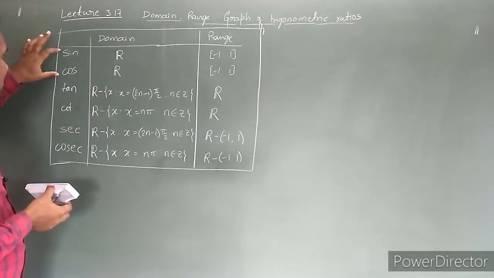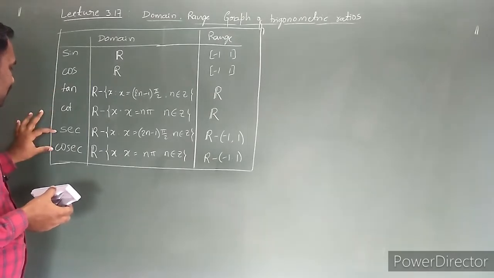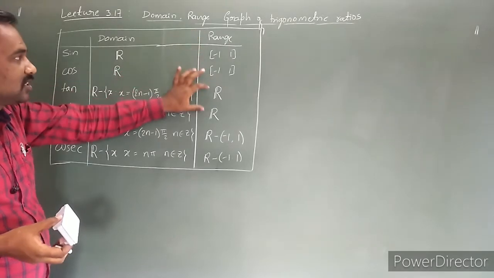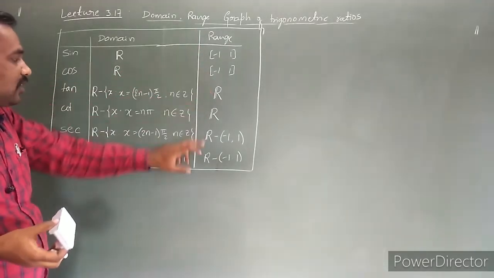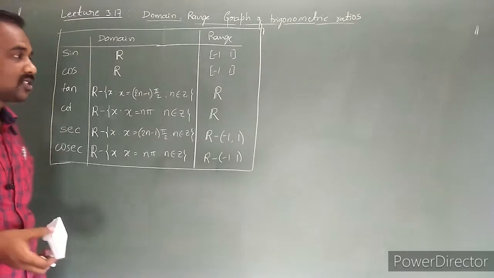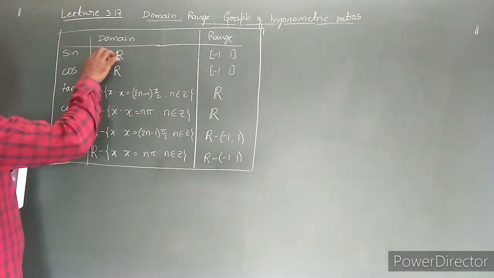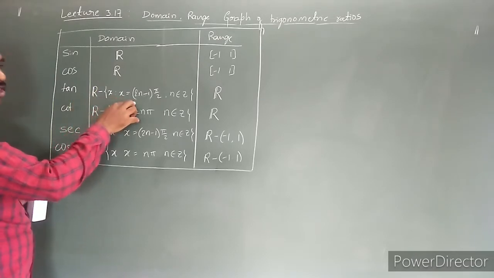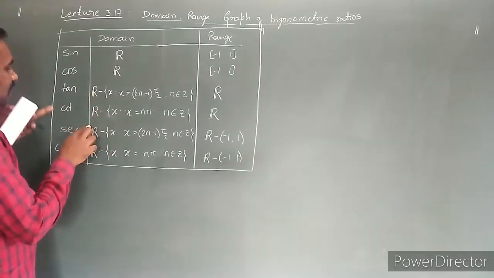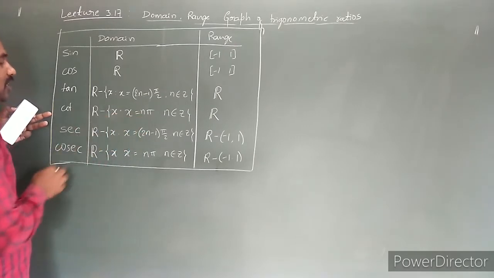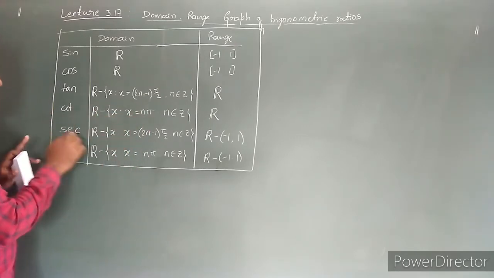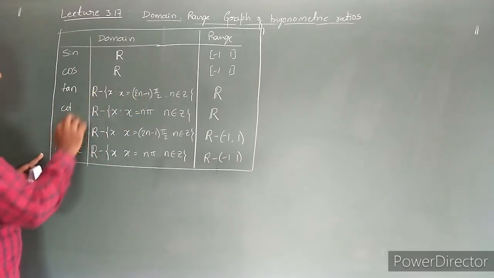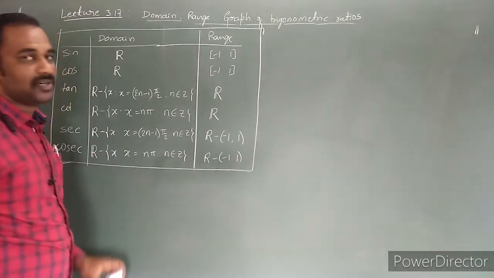There is a common thing among sine, cos, tan, cot, and sec, cosec. Observe the range. Ranges are the same for sine and cos, and the range is the same for tan and cot. The range is the same for sec and cosec. Come to the domain. Domain is the same for sine and cos. A little bit of change: all the real numbers except odd multiples of pi by 2 for tan, and all the real numbers except integral multiples of pi for cot. Sec domain is the same as the tan domain. Cosec domain is the same as the cot domain. You just remember this one.